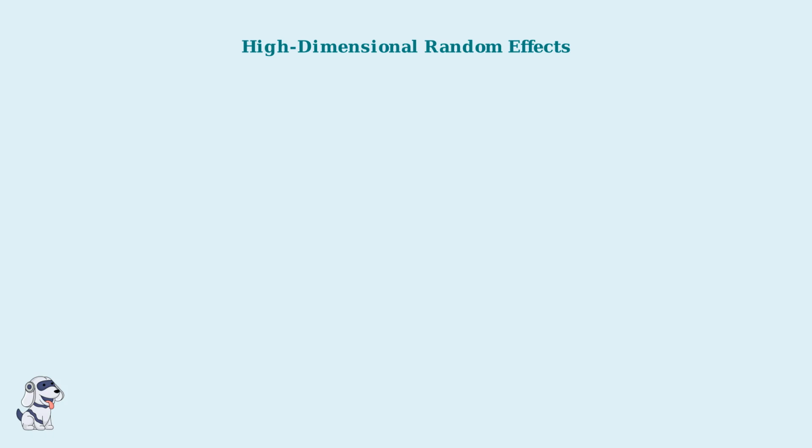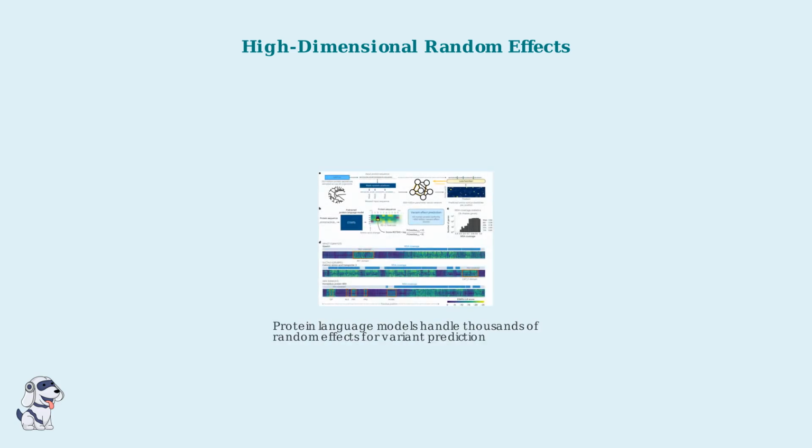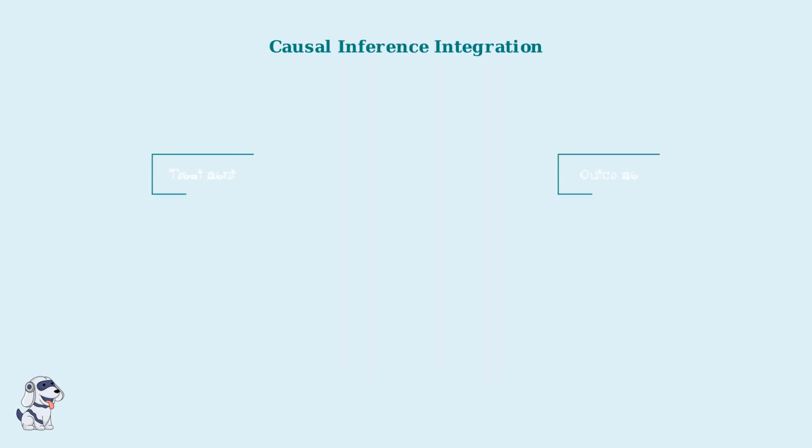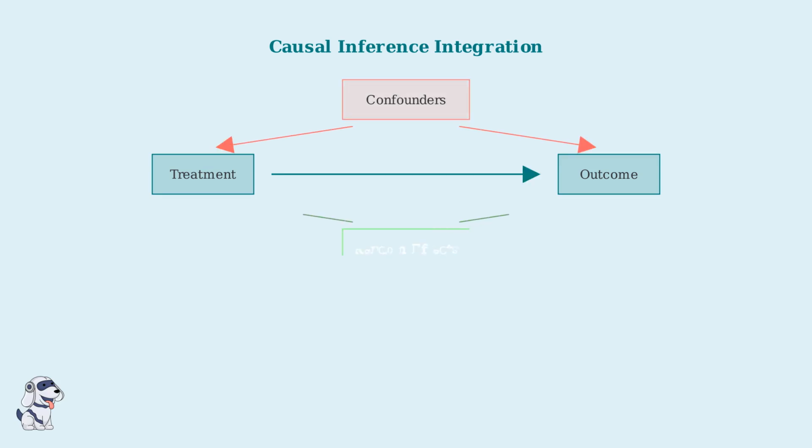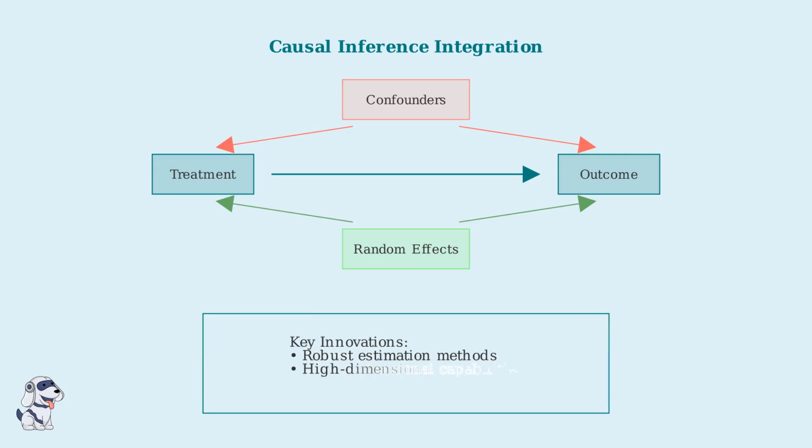The second major innovation addresses high-dimensional random effects, particularly important for genomics and big data applications where we may have thousands of genetic variants or subjects. Modern genomics applications, like protein variant effect prediction, require handling thousands of random effects simultaneously. Advanced computational methods now make this feasible. The third innovation integrates linear mixed models with causal inference frameworks, enabling better estimation of treatment effects in longitudinal studies while accounting for confounding variables. These methodological innovations make linear mixed models more robust, scalable, and applicable to complex real-world problems, from genomics research to clinical trials with complex treatment assignment mechanisms.